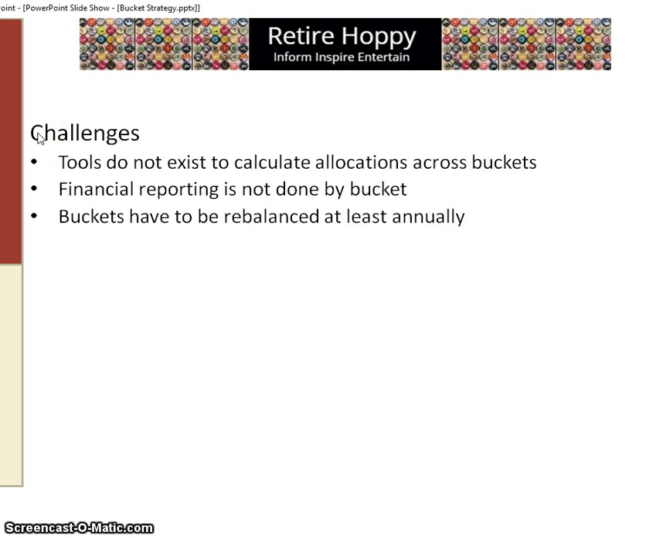So the biggest challenges to following a bucket strategy are that there aren't really any tools to calculate the allocations across buckets. And there's not really financial reporting that's available by bucket. And buckets, like asset allocation, have to be rebalanced at least annually. So it's somewhat a manually intensive process that requires a fair amount of oversight by you and or your financial advisor.